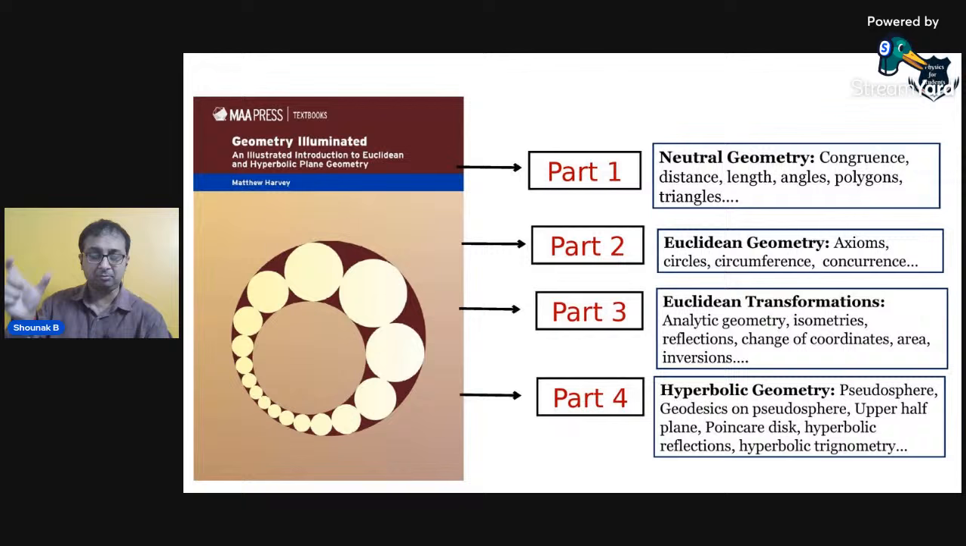Okay. So analytic geometry, isometries, reflections, all those things. I mean to say you are transferring the Euclidean to non-Euclidean. And part four will teach you about hyperbolic geometry, hyperbolic reflections, hyperbolic trigonometry. It is a super wonderful book. I can tell you this much.